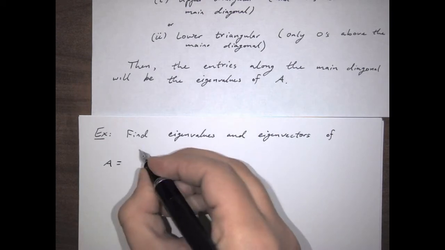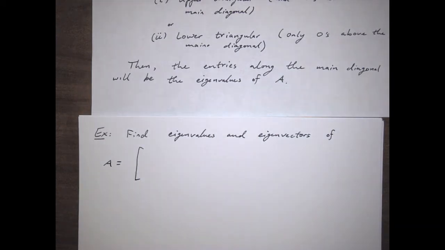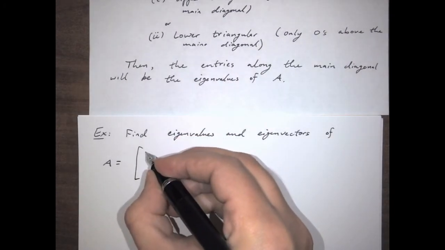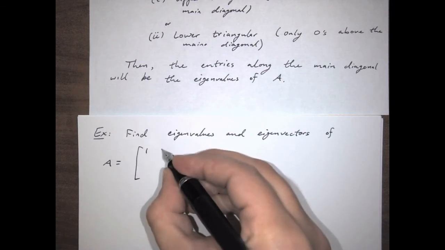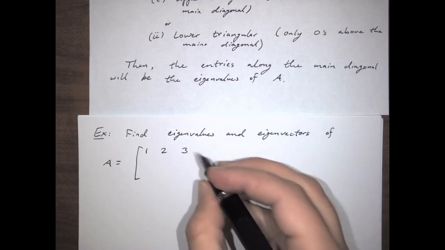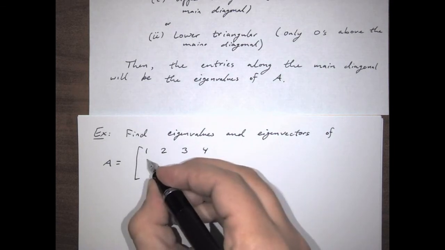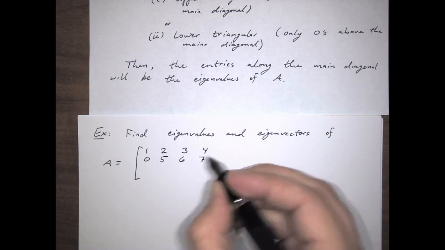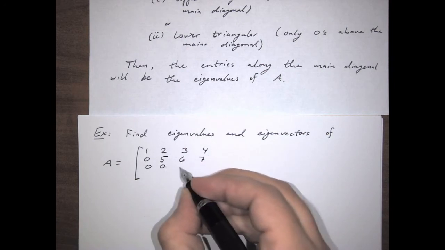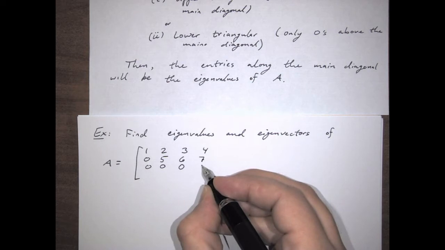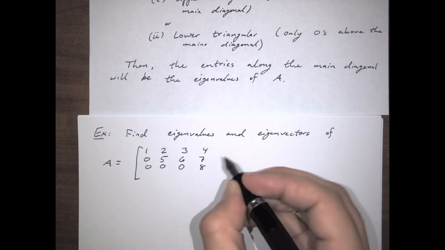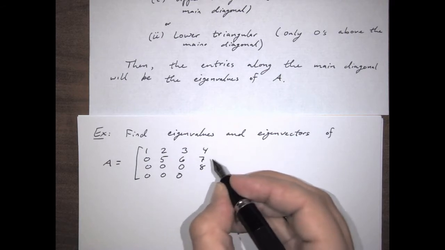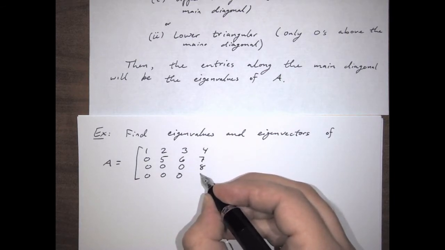And let's make it a 4x4 just to really ramp things up. And we'll make it an upper triangular matrix. So let's go 1, 2, 3, 4, 0, 5, 6, 7, 0, 0. Let's go 0, 8, and then 0, 0, 0, 9.